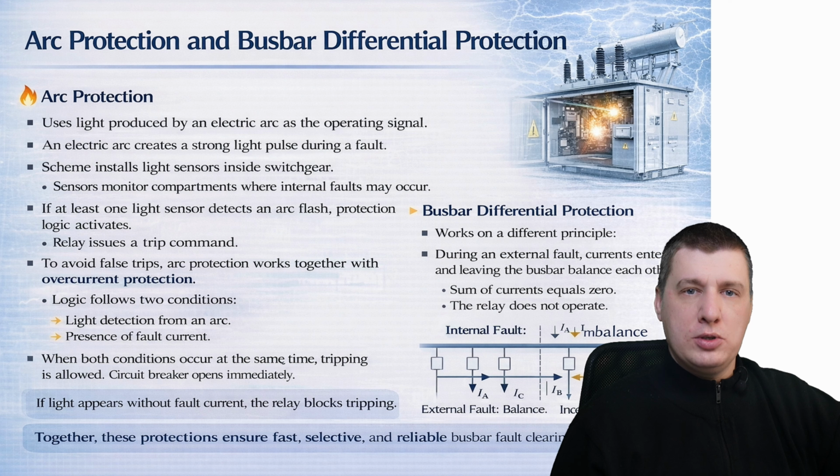Busbar differential protection works on a different principle. During an external fault, currents entering and leaving the busbar balance each other. The sum of currents equals 0. The relay does not operate. During an internal busbar fault, all feeder currents flow toward the fault. The current balance is lost. The differential current appears. When this differential current exceeds the setting, the relay trips. All connected circuit breakers are opened.